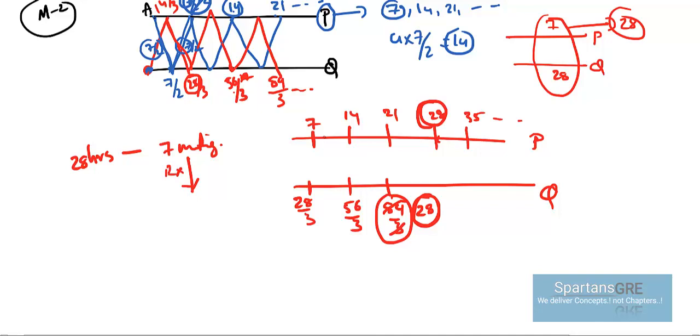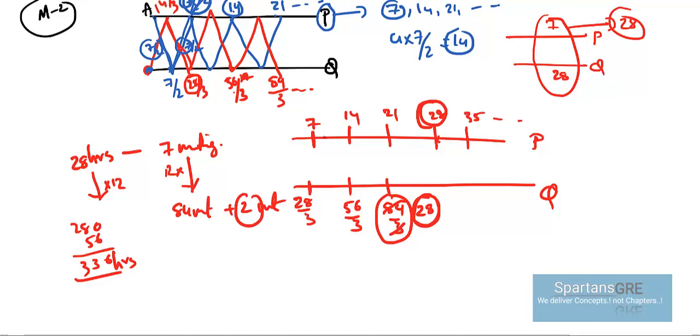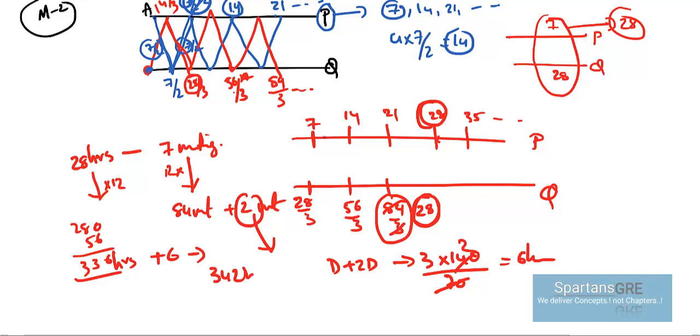So this I can multiply with 12, it will be 84 meetings, plus 2 meetings. 84 meetings, if you multiply by 12, you will get 336 hours, plus 2 meetings. So now you find how much time it will take for them to have the second meeting. For the second meeting, the initial distance will be d plus 2d, that's 3d. So 3 into 140 by relative speed 70 is 6 hours. That means for the second meeting it will take 6 hours. So add that 6 here, you will get 342 hours.